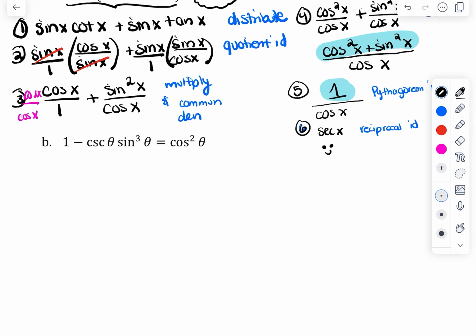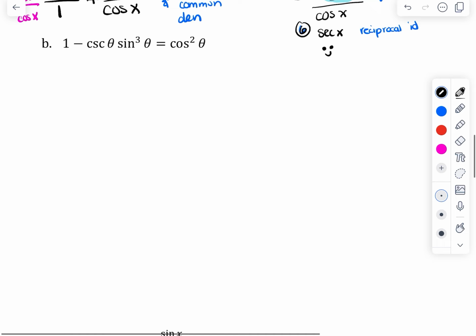Okay, so here we have, again, 1 minus cosecant times sine cubed equals cosine squared. So we have a left-hand side and a right-hand side. Which one has more going on? The left. So we're going to go left to right, which means that we are not going to touch the right anymore. We are trying to get there. So we're going to work with the left until we get to cosine squared.